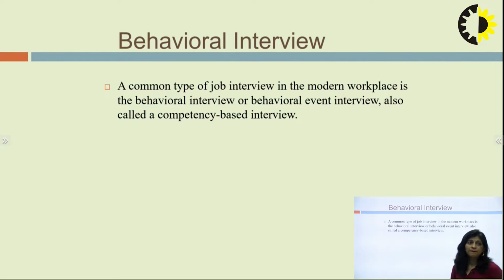The second one is behavioral interview. A common type of job interview in the modern workplace is the behavioral interview or behavioral event interview, also called a competency based interview. This interview is based on the notion that the candidate's past behavior is the best indicator for his future performance. So in this interview, the interviewee or the candidate is asked to recall certain instances where they faced a set of circumstances and how they reacted.